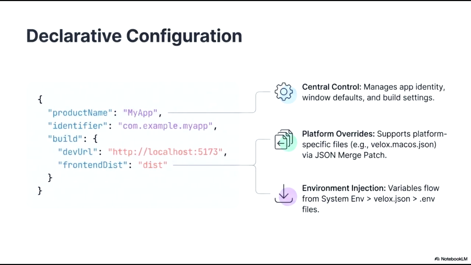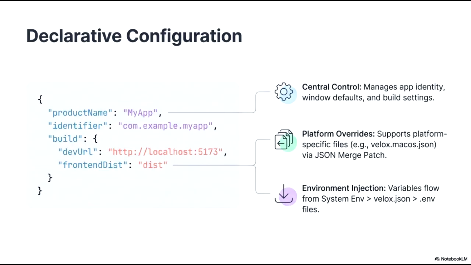Declarative configuration provides a centralized and predictable framework for managing application settings. By utilizing a structured JSON format, we establish central control over core attributes, such as the product name, application identifier, and fundamental build specifications. This ensures a single source of truth for the application's identity and window defaults. To accommodate diverse deployment targets, the system supports platform overrides. This allows developers to maintain platform-specific files, for example, a dedicated configuration for macOS, which are then applied via JSON merge patch. This approach minimizes redundancy while allowing for granular platform tuning.